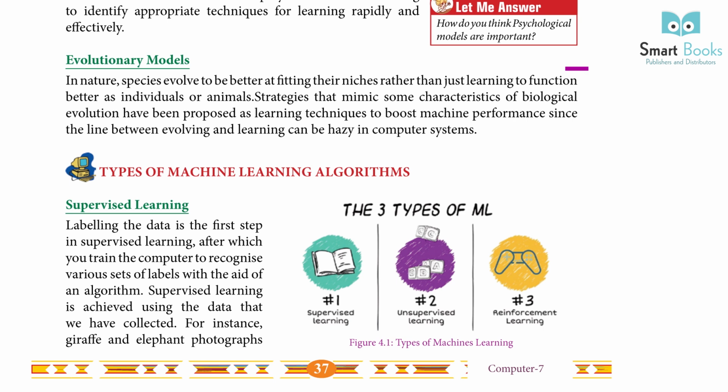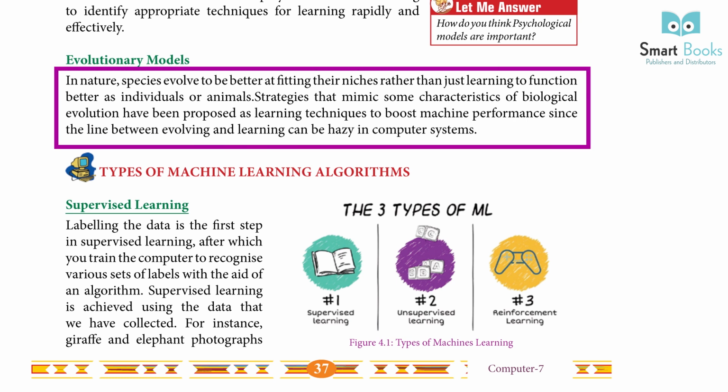Evolutionary models. In nature, species evolved to be better at fitting their niche rather than just learning to function better as individuals or animals. Strategies that mimic some characteristics of biological evolution have been proposed as learning techniques to boost machine performance, since the line between evolving and learning can be blurred in a computer system.